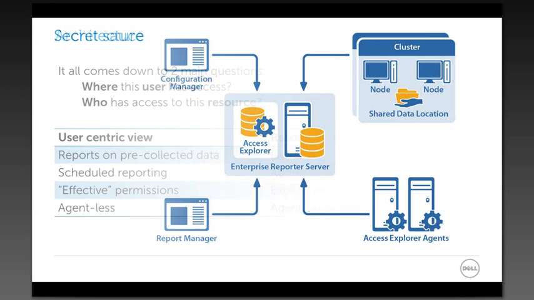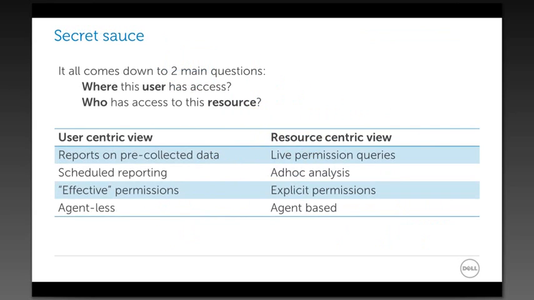So now, let me share some secret sauce from Dell. We might figure that that whole big question, who has access to what, really comes down to two main questions. Where does this specific user or group have access? So this is a user-centric view. And also, who has access to this particular resource? So this is a resource-centric view. The secret sauce here is that each view requires a different architecture and a different approach.